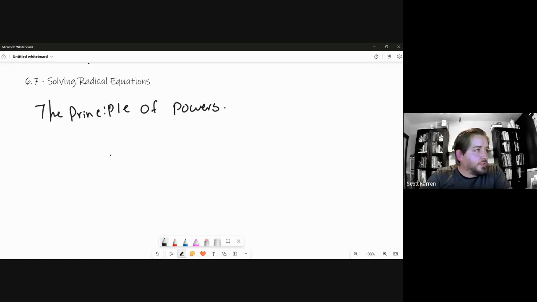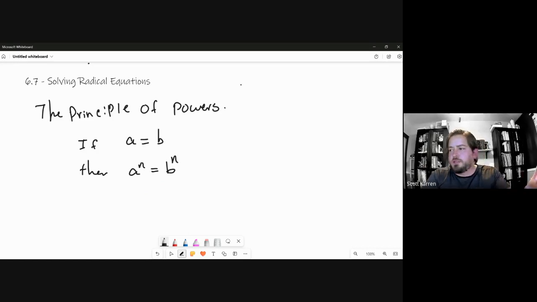The principle of powers says that if A is equal to B, then A to any power is equal to B to that same power. Which makes sense, right? If you have something that's equal, and you raise it to the third, and raise the other side to the third, they should still be equal, right?